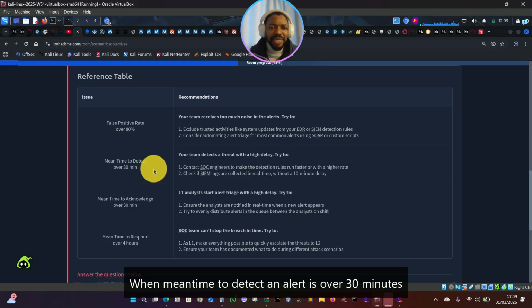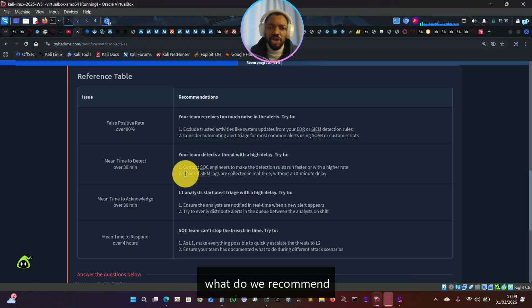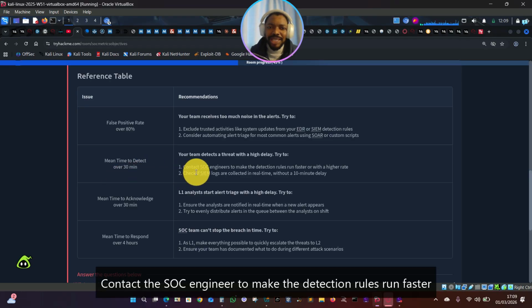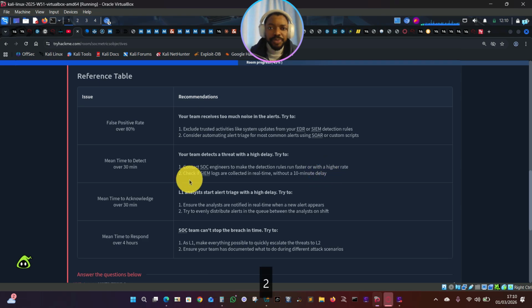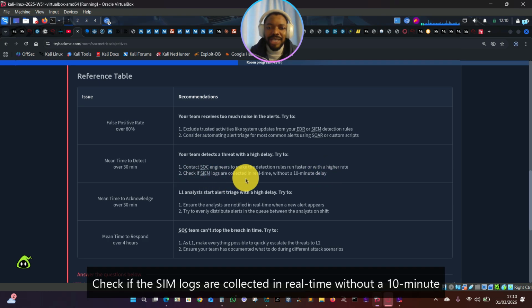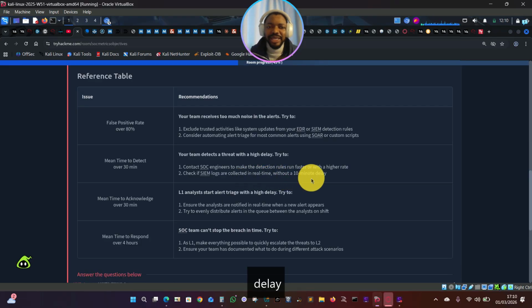When mean time to detect an alert is over 30 minutes, what do we recommend? Number 1, contact the SOC engineer to make the detection rules run faster or with a higher rate. Number 2, check if the SIEM logs are collected in real time without a 10-minute delay.